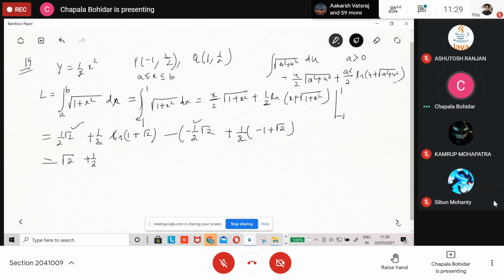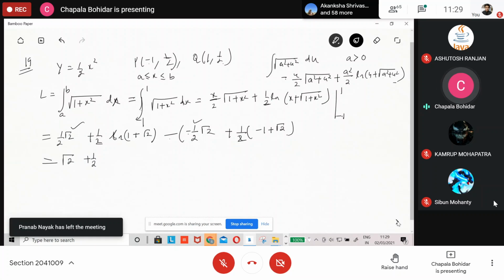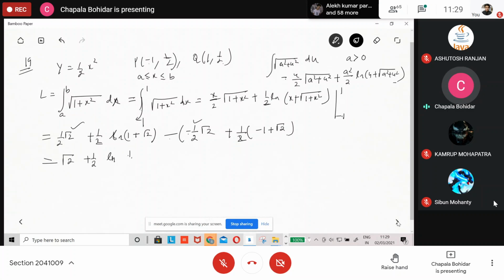What do you write down? ln of (1 plus root 2) by (root 2 minus 1). Oh, here it is coming negative. Yes. If you take 1 by 2 common, it is ln of (1 plus root 2) by (root 2 minus 1). So that is your answer.